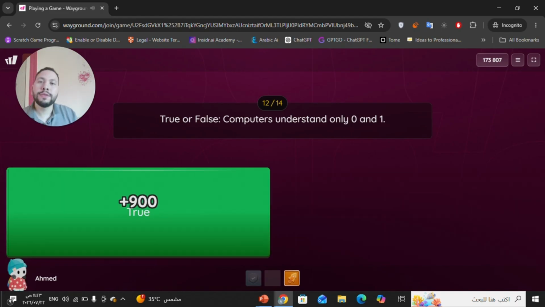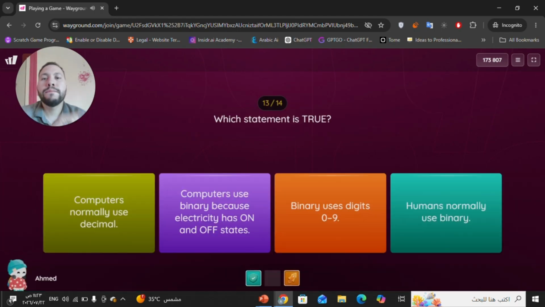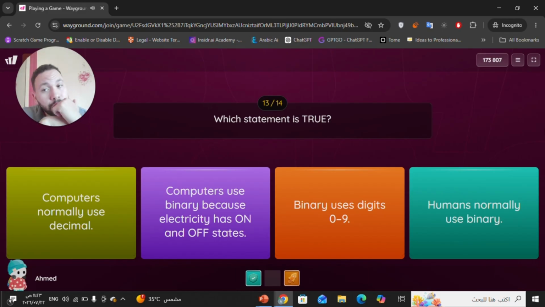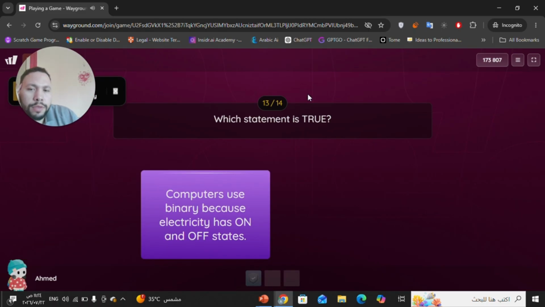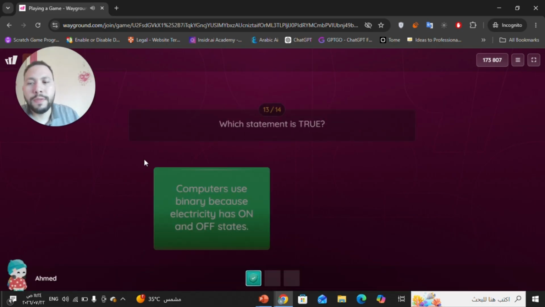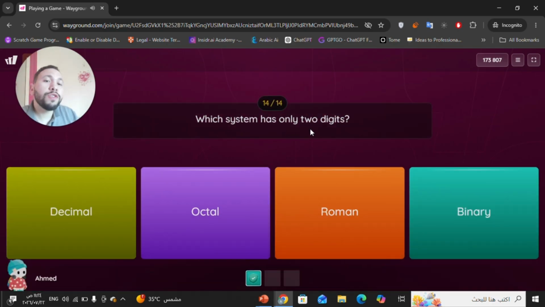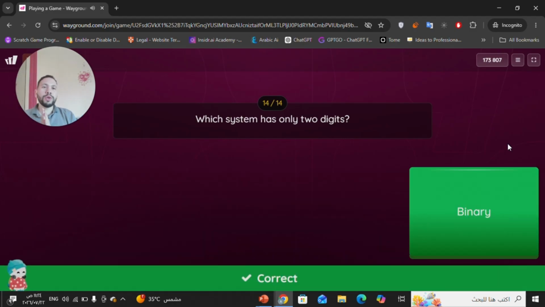True, yes. Which statement is true? Computers normally use decimal. Computers use binary because electricity has on and off states. Binary uses digits 0 to 9. Humans normally use binary. What do you think? I think this one, yes. Which system has only 2 digits? Exactly, the binary.